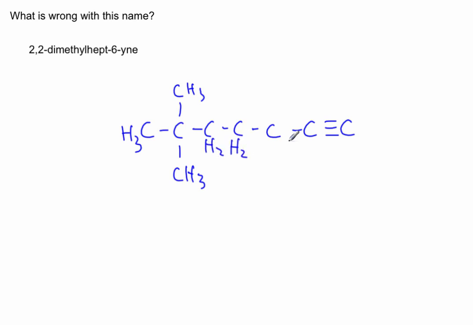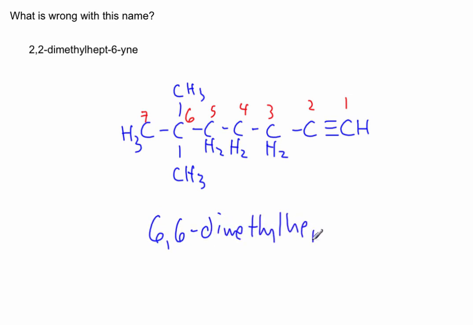There's nothing wrong with that structure. The name gave us the structure. It's just the name is not right, and here's why. Well, maybe you figured it out already. We minimize the bond first, so this becomes carbon 1, 2, 3, 4, 5, 6, 7. So the name, in fact, would be 6,6-dimethylhept-1-yne. Minimize the bond position when you have a multiple bond. You must do that first. It dictates where the branches are going to lie. You never minimize branches first if you have a double or triple bond.